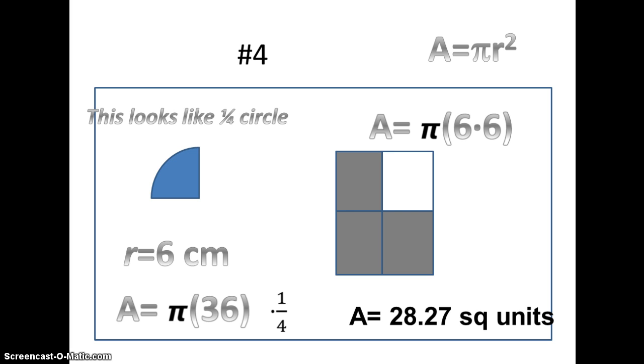And I hope you can make the connection there between example number 3, the full circle at 113.1, and a quarter of that, which is 28.27. And that's basically finding the area of circles. I hope you understand that these square units are equivalent. It's an equivalency. It's not a literal type of thing.